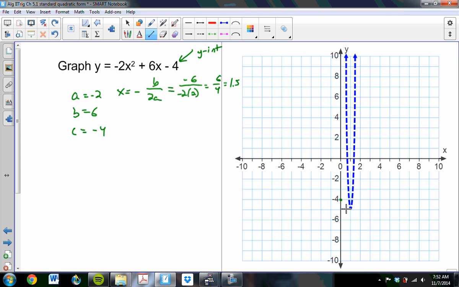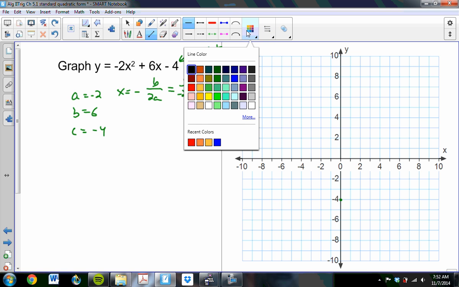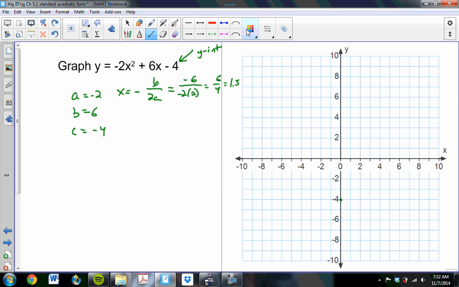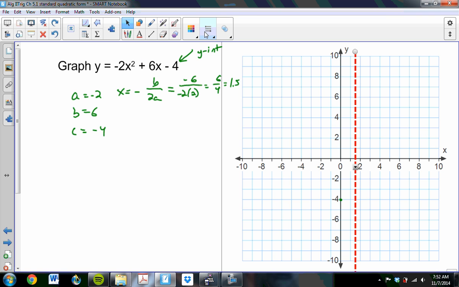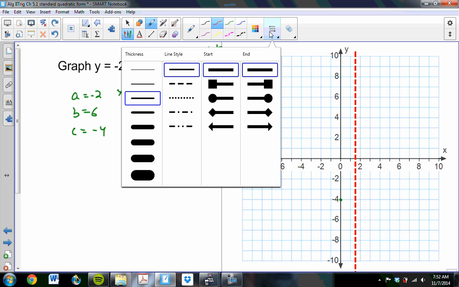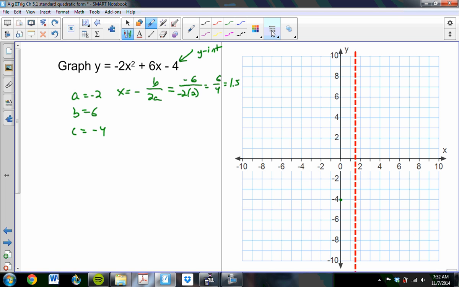Here, still on my parabola. During class, you would fix that for me. We'll go red. Here is my axis of symmetry. That line right there, that's the line that's going to cut my graph in half. Now I'm going to take this number right here and plug it in for x.